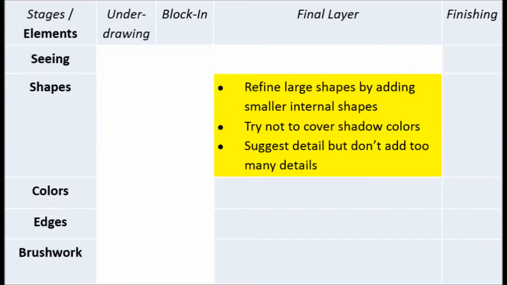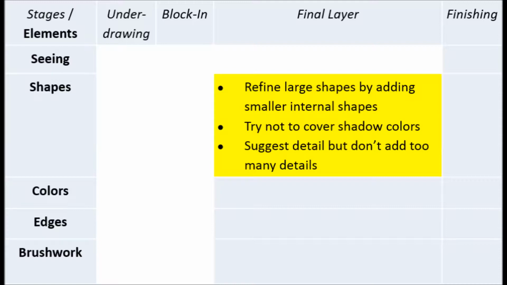Here, rather than looking at those large value-based shapes, I'm trying to refine those large shapes by adding smaller internal shapes that may vary a little bit by color or value, intensity, or even temperature, which I'll talk about. The other thing to do is I want to try not to cover up the shadow colors. The underpainting that I typically do, especially in the shadows, has more transparent colors, and it's a little better, I think, to leave those transparent rather than covering them with opaque paints. And the last thing is I want to try to suggest detail here without adding too much detail.